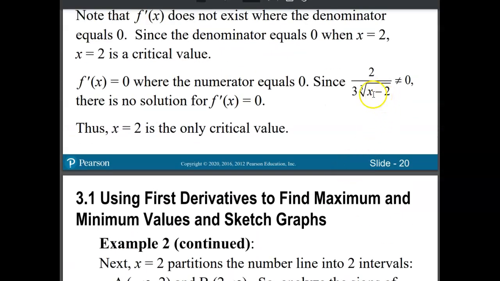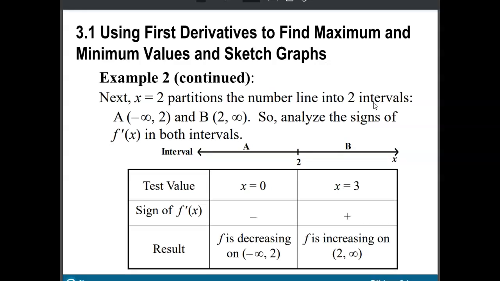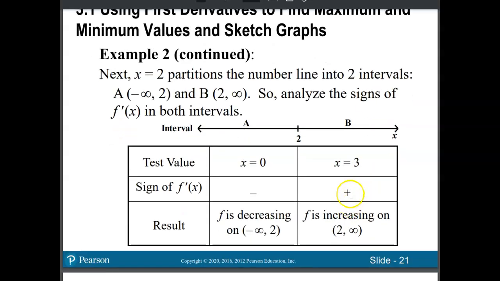Then they plugged in 3, something on the other side of 2. When I plug a 3 in, 3 minus 2 is 1, so the cube root is positive, and everything else is positive. So they get a positive value, which tells me that since the derivative is positive, the function is increasing on that space from 2 to infinity.